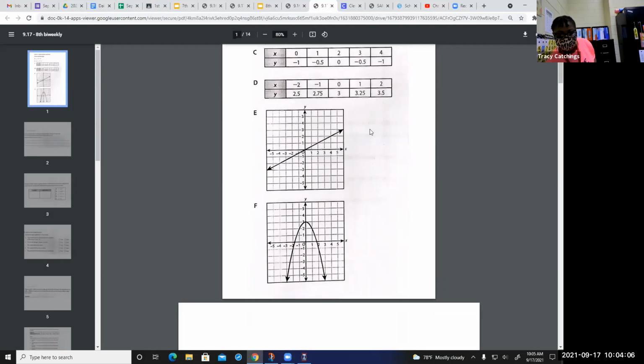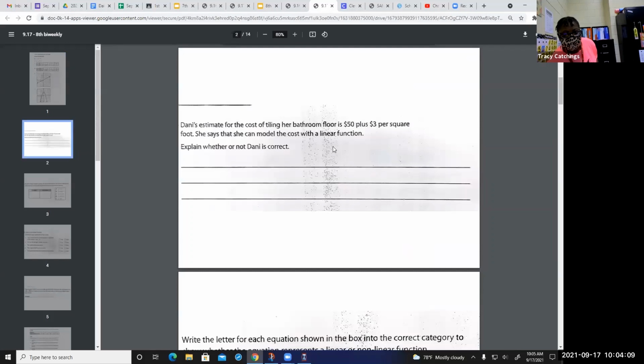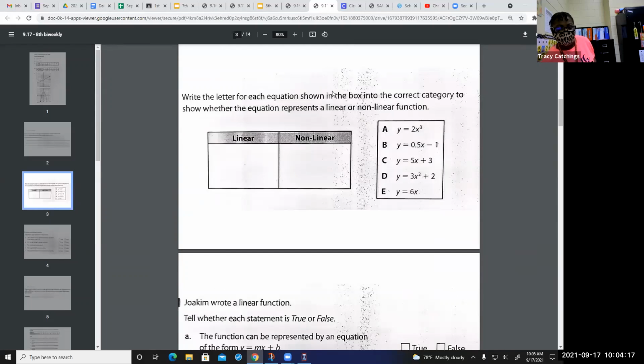as well. Number two, giving you a scenario and they want you to model that linear function. Or in other words, asking you, will it be a linear function? Number three, they're giving you some answer choices and they want you to determine if it's linear or not. Think about what you just stated on that question we had for homework, the number one.